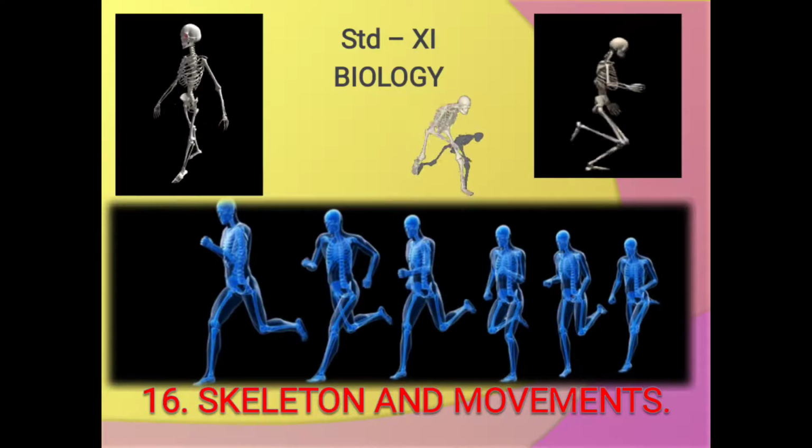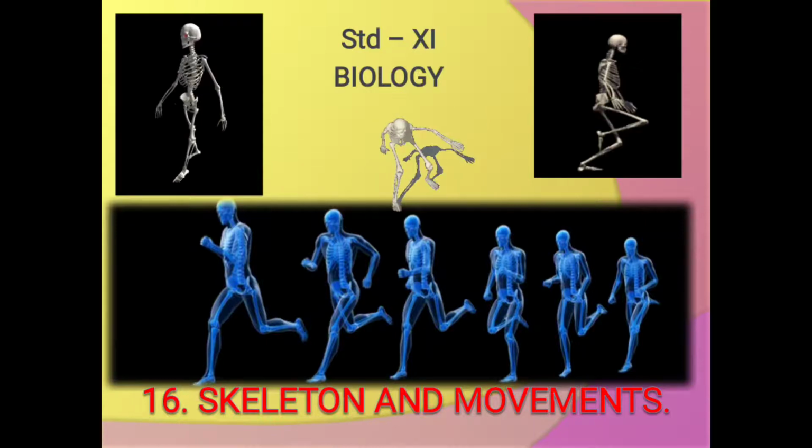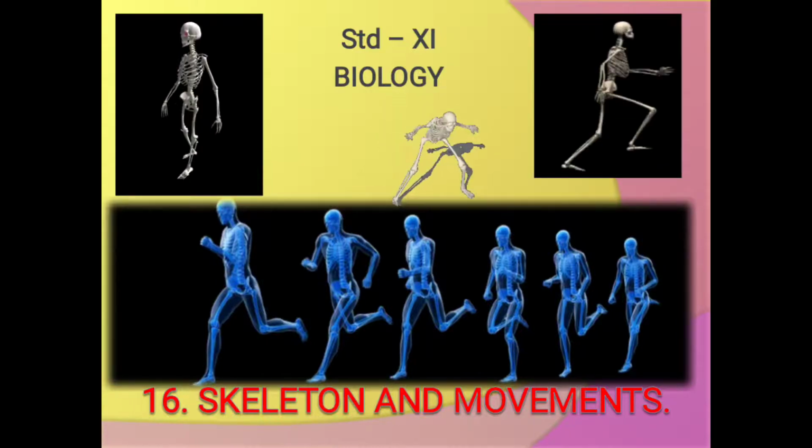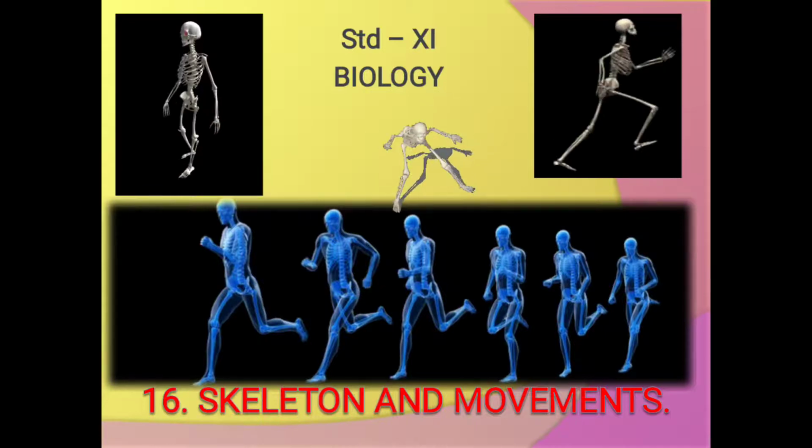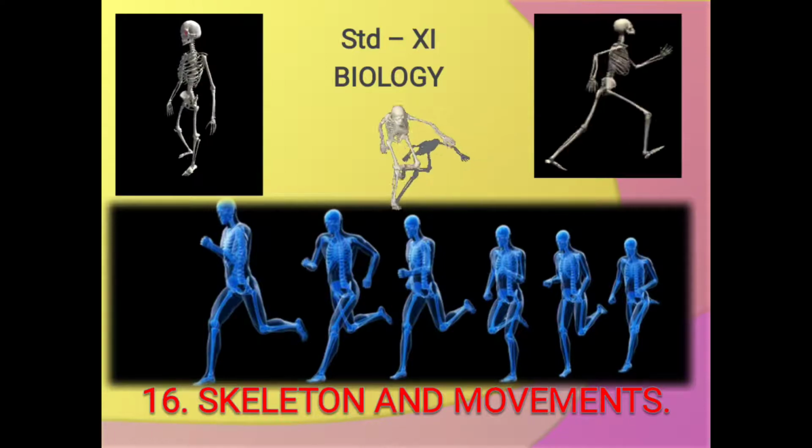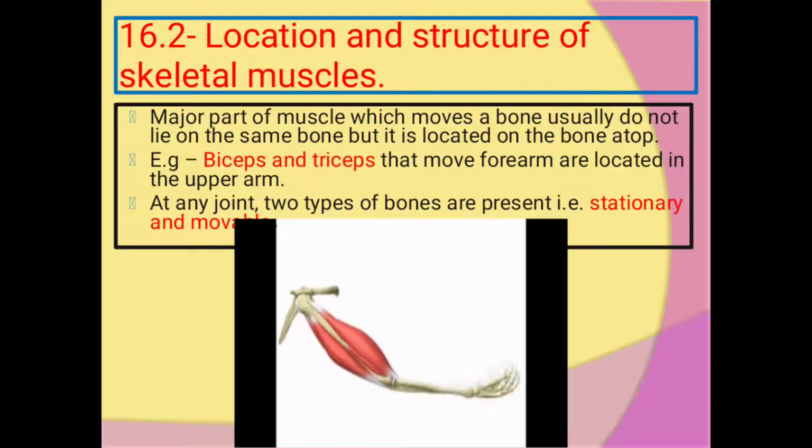Today we are going to study biology from standard 11. That is the 16th chapter, skeleton and movements. As per these pictures you will understand which topic we are going to study in detail. So that is skeleton and movements. Now let's study in detail. The first thing is what? Here we are going to study about the location and structure of skeleton muscles.